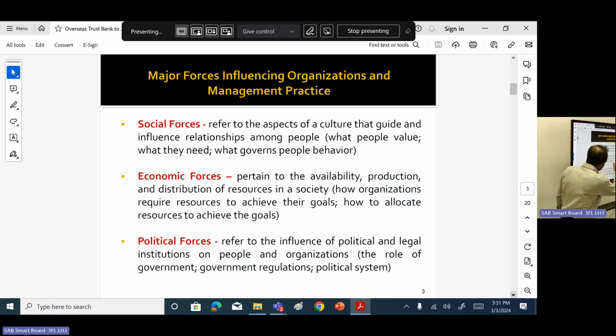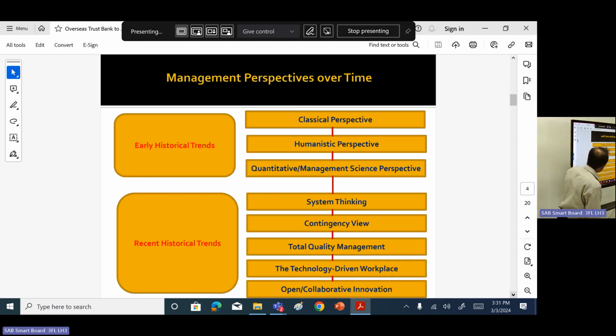But then we will move to the second one, the main part. Yeah, we can use this diagram. I mentioned that in this lesson we have to consider historical trends in management. Those can be of two types: early historical trends in management and recent historical trends in management. These are the two types.